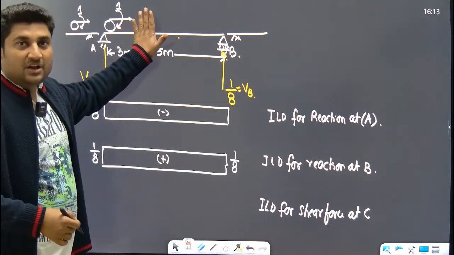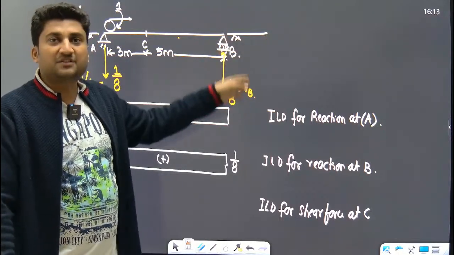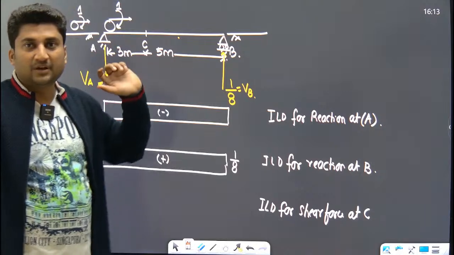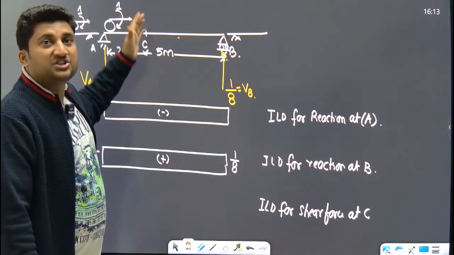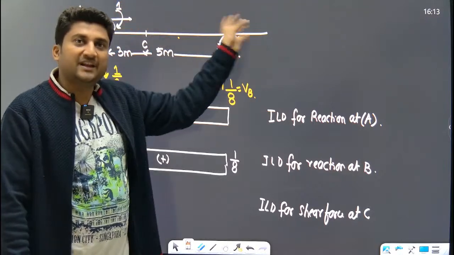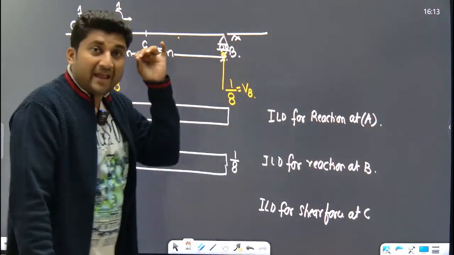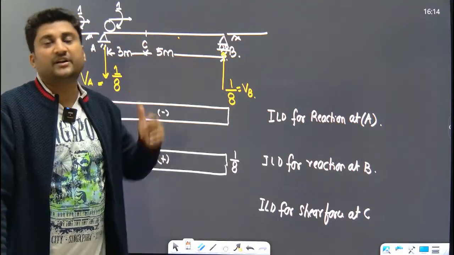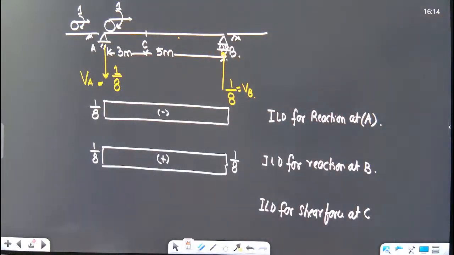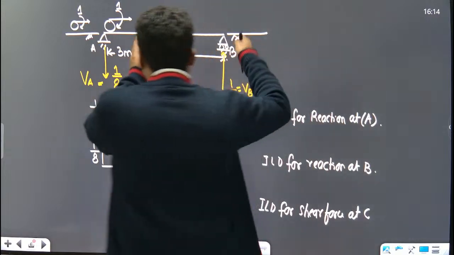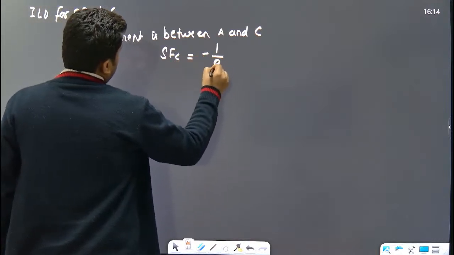If you stand at C and look towards the right hand side, there is a reaction 1 upon 8. So when the unit moment is between A and C, what is the shear force at C? Stand at C, look toward the right hand side. What are the forces? Only one force is there. For any position of this unit moment, this reaction will not change. So what is the magnitude? 1 upon 8. Yes or no? On the right hand side, if there is an upward force, this is negative. So shear force at C is minus 1 upon 8.